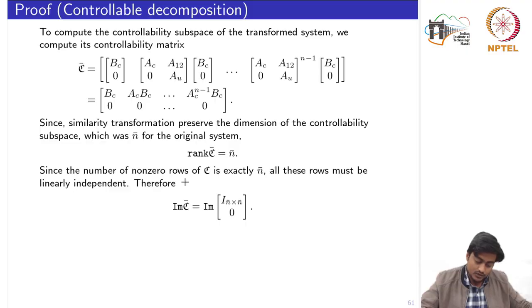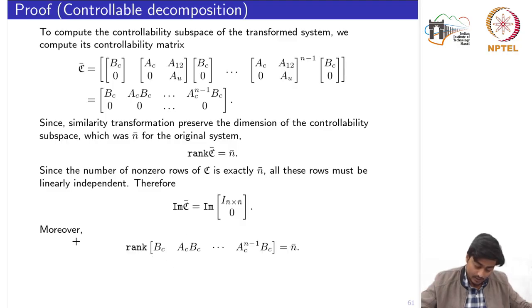So since the number of non-zero rows of C bar is exactly n bar, all these rows must be linearly independent. Therefore, we would have the image of C bar equal to the image of the identity matrix of dimension n bar and 0 for the rest of the dimension. Okay. Moreover, this n bar is not equal to n, otherwise the system would have been controllable.